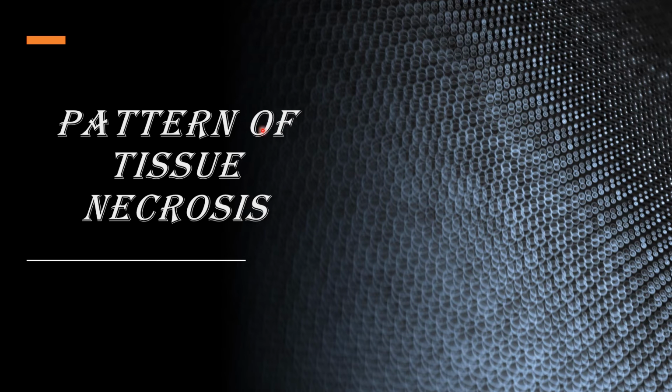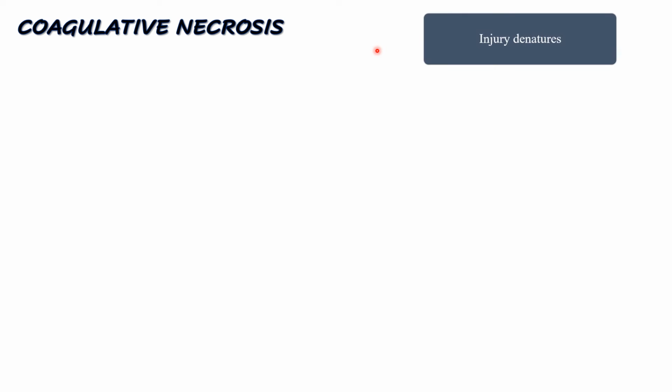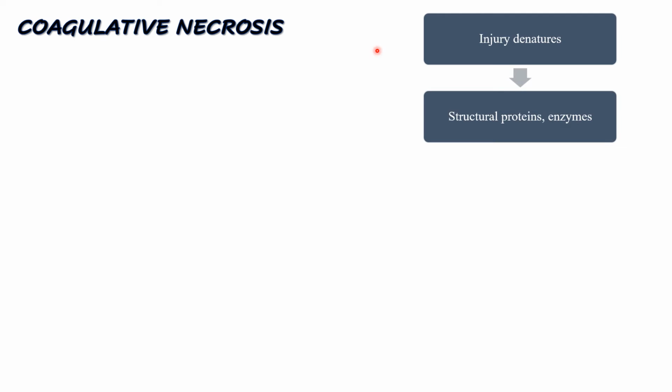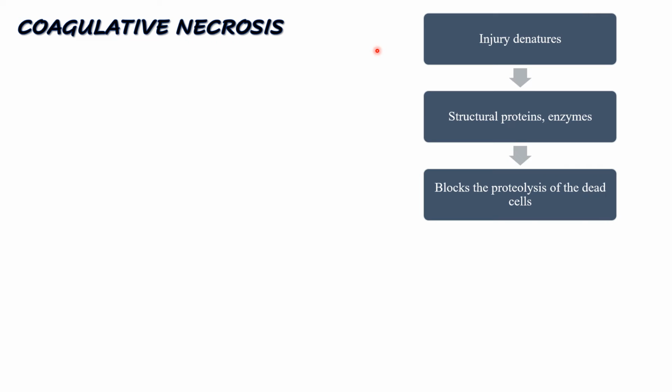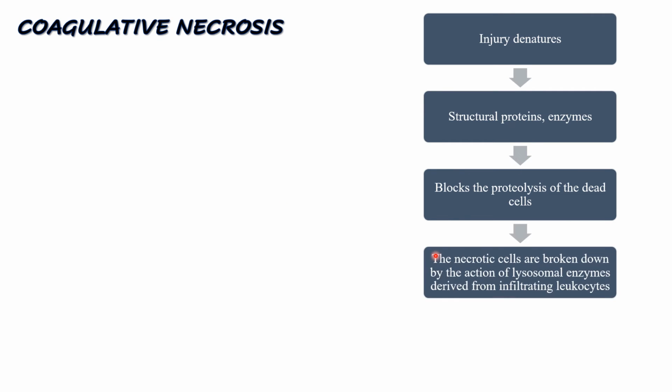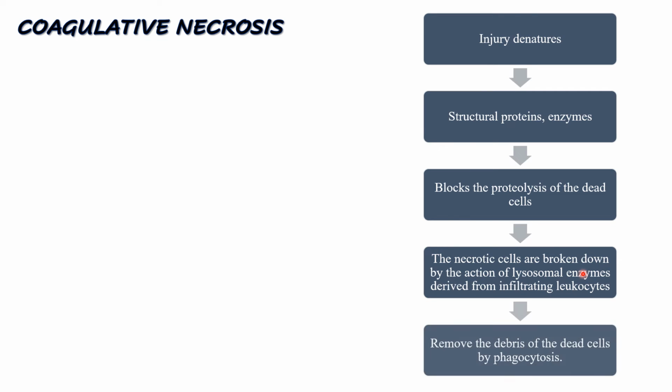Now, coming on to the patterns of tissue necrosis. The first one is coagulative necrosis. So what happens in coagulative necrosis? In coagulative necrosis, the injury will denature the structural proteins as well as enzymes, and thereby it will block the proteolysis of dead cells. When this proteolysis is blocked, the cells will appear intensely pink. Ultimately, these necrotic cells are broken down by lysosomal enzymes and removed by phagocytosis.